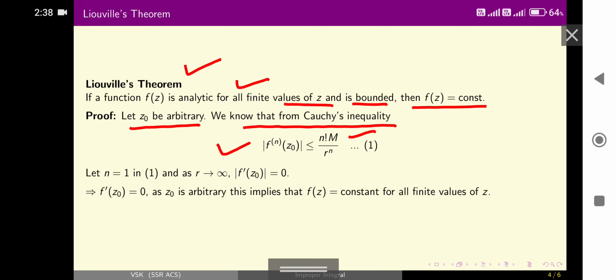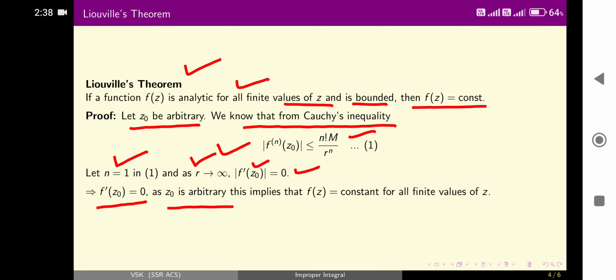Now in this inequality we take n = 1 and let r tend to infinity. Then we get the modulus of the first derivative of f at z0 is equal to 0. This gives that the derivative of f at z0 is equal to 0. And as z0 is arbitrary, this implies that f(z) is constant for all finite values of z.